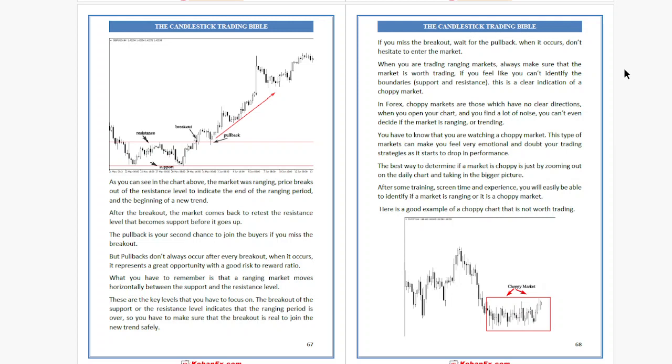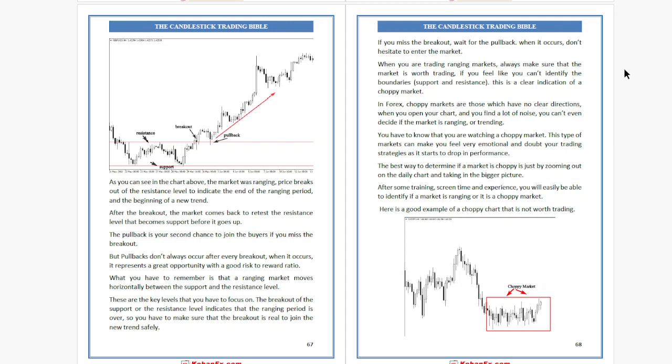When you are trading ranging market, always make sure that the market is worth trading. If you feel like you can't identify boundary support and resistance, this is a clear indication of a choppy market. A forex choppy market is one which has no clear direction. When you open your chart and you find a lot of noise, you can't even decide if the market is ranging or trending, you have to know that you are watching a choppy market. This type of market can make you feel very emotional and doubt your trading strategy as it starts to drop in performance. The best way to determine if a market is choppy is just by zooming out on a daily chart and taking in the bigger picture.